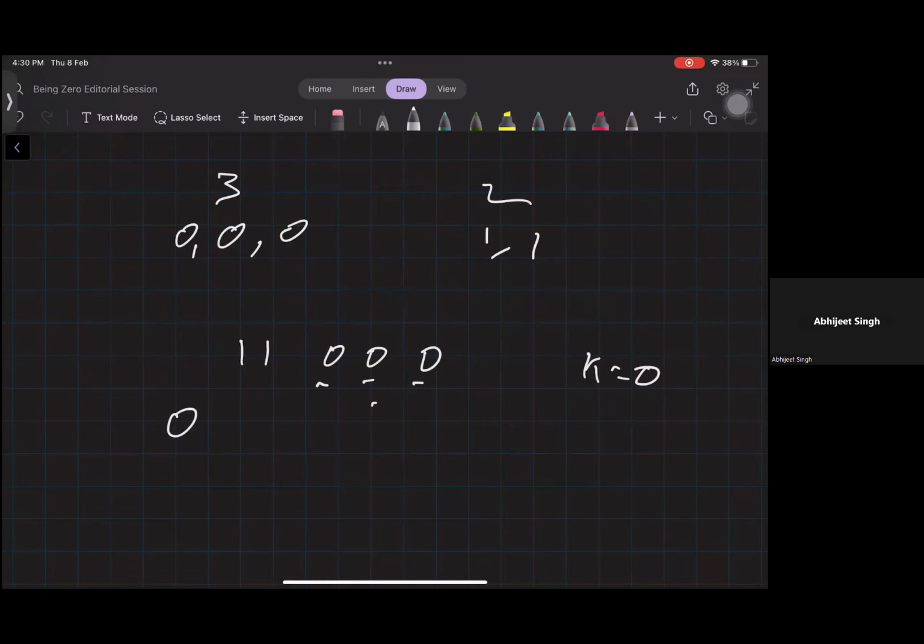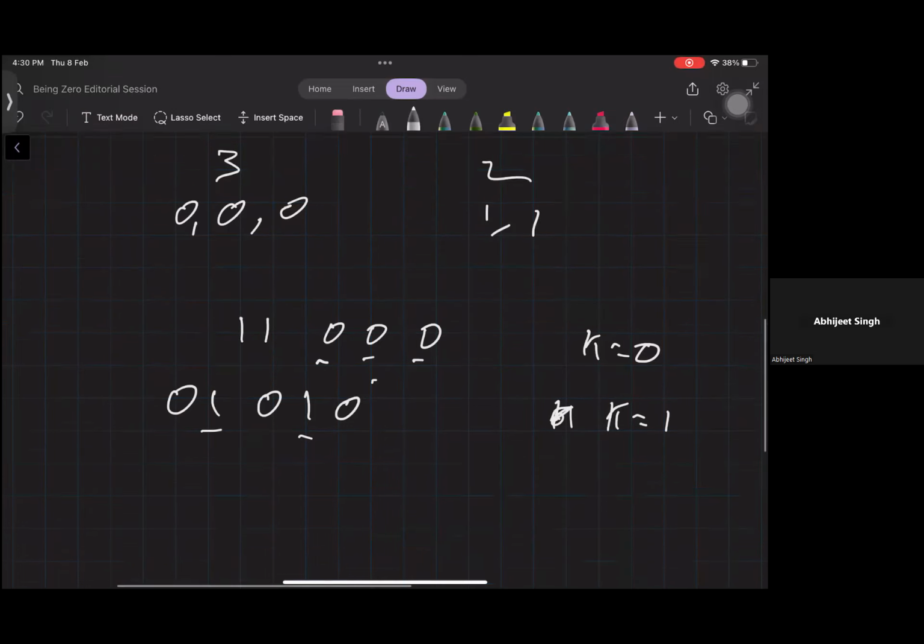A better way to place it would be this, I suppose, as this is giving us k as 1, since between any two occurrences there's at least 1. And as we can see, there's no greater value of k possible. So k will be 1.